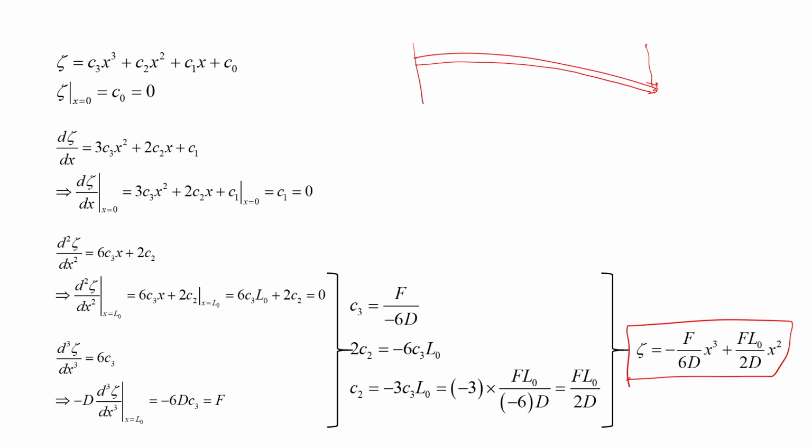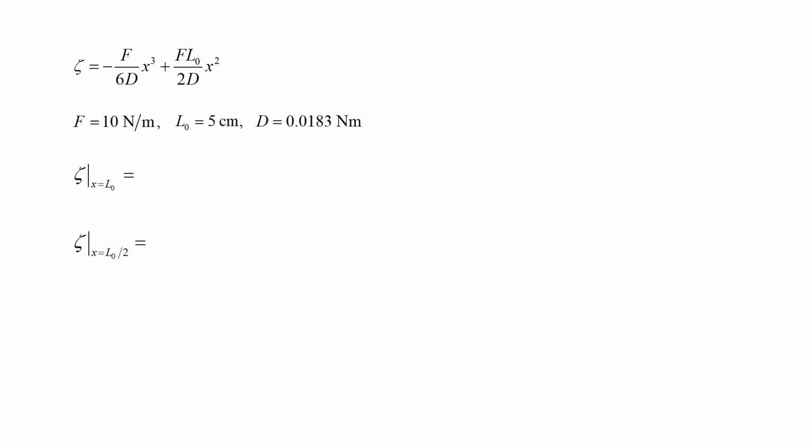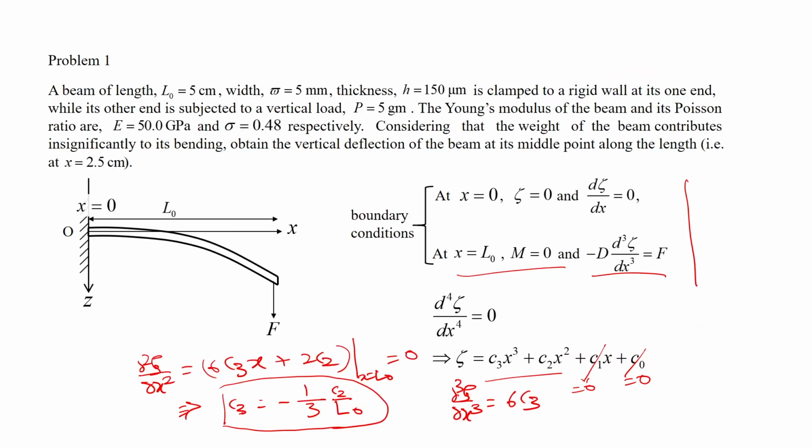So, I want to ask you what is the kind of dependence of this deflection with respect to x. You know that this is not a simple expression; it is a cubic equation with respect to zeta. That is the interesting thing about it. Now, what it says in this problem: considering that the weight of the beam contributes insignificantly to its bending, obtain the vertical deflection of the beam at its middle point along the length, at x equal to 2.5 centimeter.